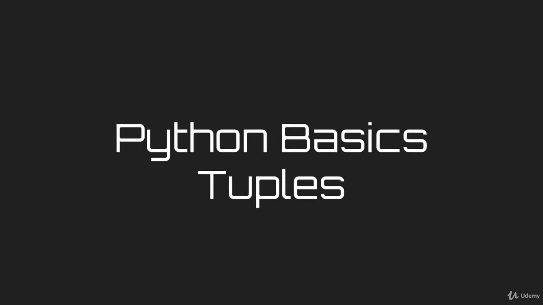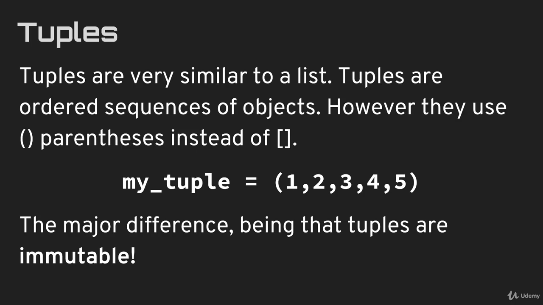Welcome back, Recruit. We've already discussed how you can store Python data objects using a list or a dictionary. Now let's learn about tuples. Tuples are actually very similar to a list. They're ordered sequences of objects, just like a list. However, there are two key differences.